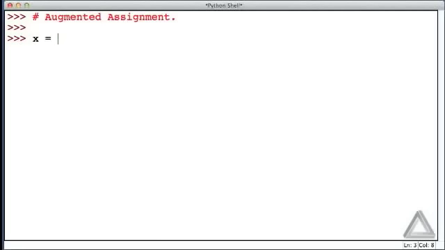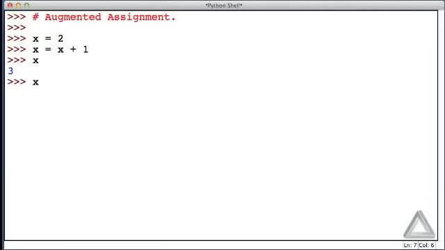Let's just assign the value 2 to x, and a very common construct is to increment a variable. Let's say we want to get a new value of x. It's based on the old value, and it's just 1 plus the old value. So now x is equal to 3.